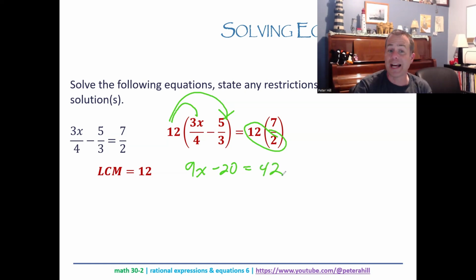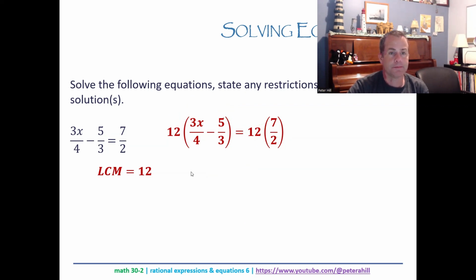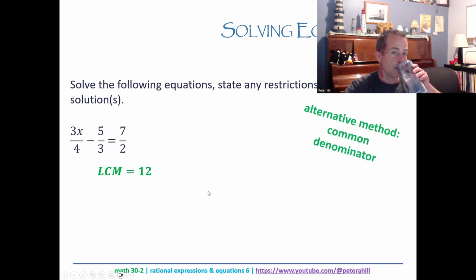So then I'm going to add 20 to both sides. So that'd be 62, and then divide by 9. So 62 over 9 would be my final answer there. Okay. All right. Just bring that up here. Perfect. Okay, next up. The second method is to actually create the common denominator first.